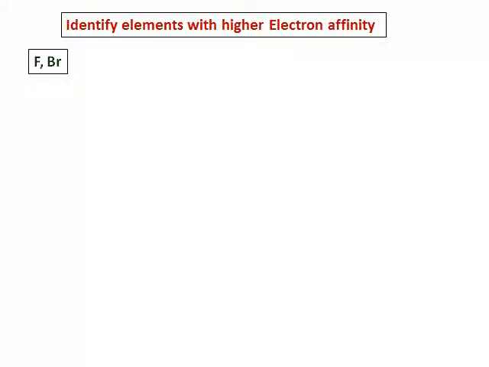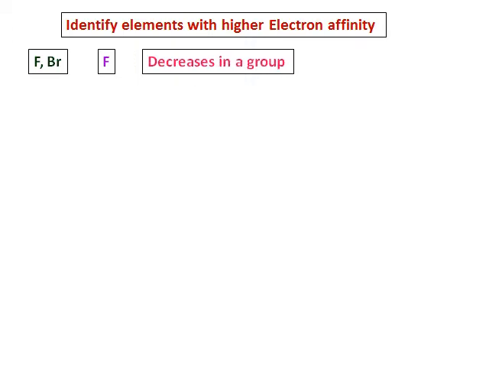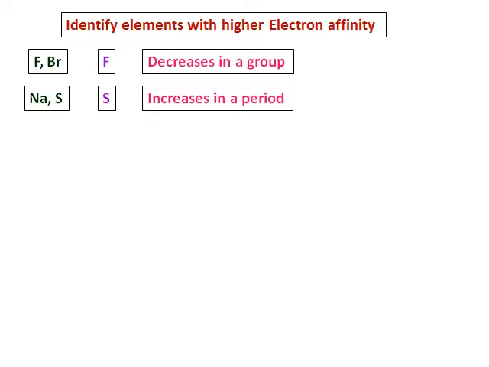Identify the elements with higher electron affinity. Fluorine and bromine belong to the same group, and hence fluorine will have a higher electron affinity as electron affinity decreases in a group. Now the next is sodium and sulfur. They belong to the same period, and hence sulfur will have a higher electron affinity as electron affinity increases in a period.